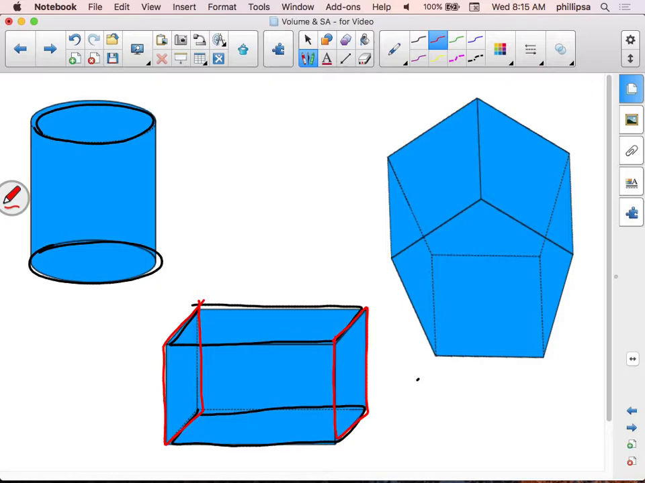The other idea is that your prisms are actually named off of their bases, okay? So a cylinder is actually a little bit unique, but the bases of this one was a pentagon, so it's called a pentagonal prism, okay? This one is a rectangular prism because the bases are rectangles. If there was a triangular prism, the bases would be 2 parallel triangles, okay?